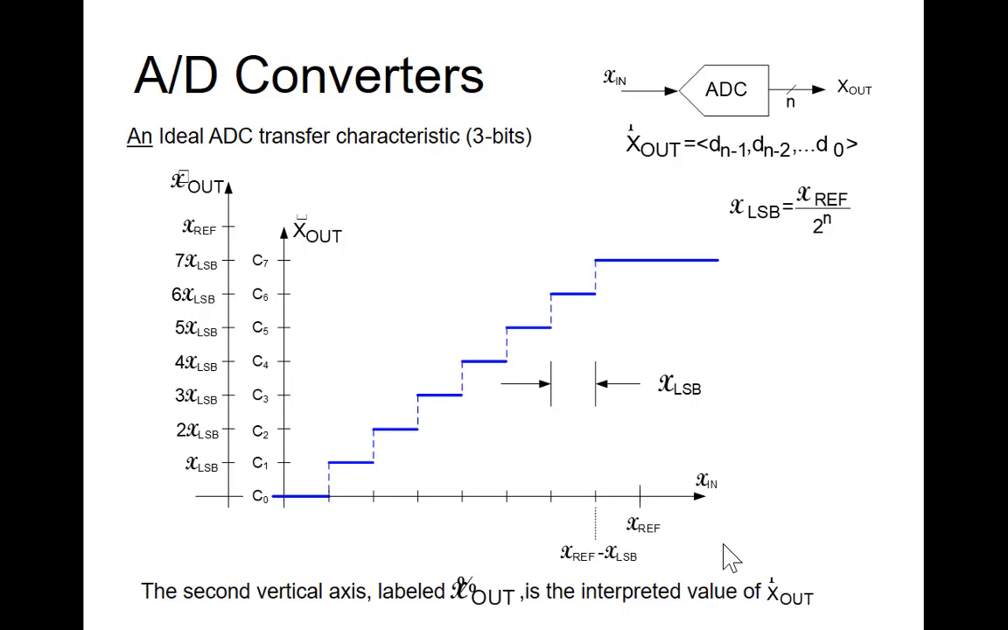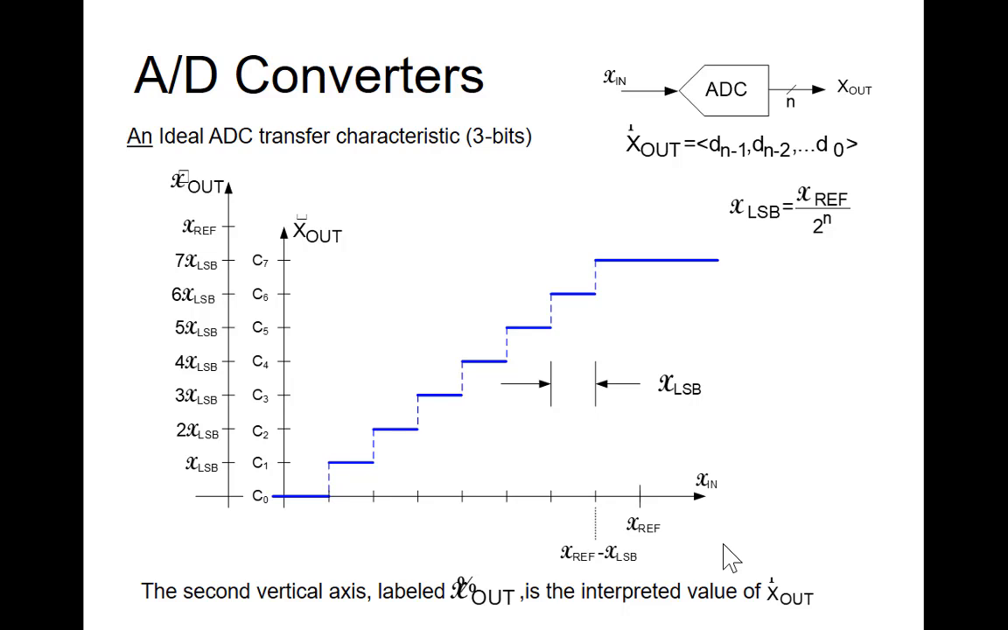I put another vertical axis on here. Keep in mind that the output of an ADC is a Boolean signal. So the second axis here is the interpreted output. And the output of an ADC is dimensionless. The input of an ADC is dimensioned. It's current, it's voltage, it's something. It has some dimension quantity. Output's dimensionless. But the goal at the output is to have a dimensionless quantity that can be interpreted in terms of the dimensioned input quantity.